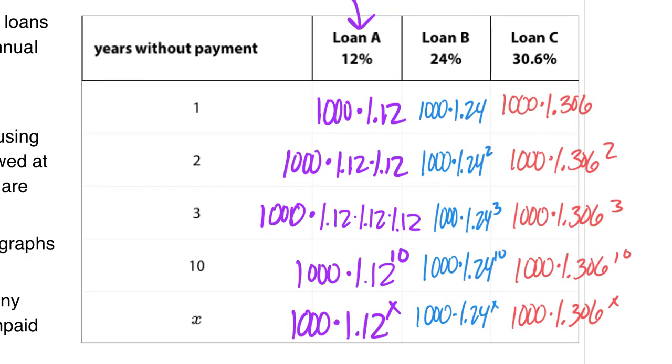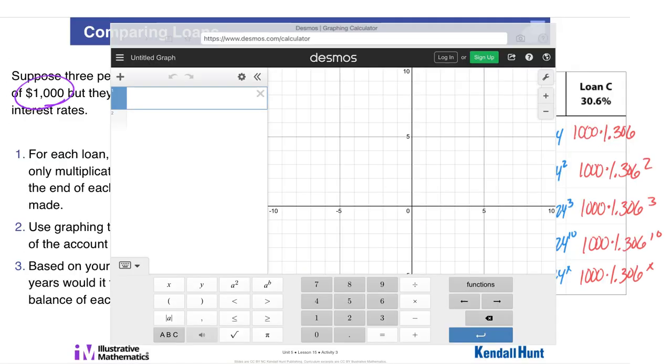Here's the completed table. I did use exponents in these instead of writing out every time we're multiplying, just to save some room. But down here at the bottom, you can see our final equations. That 0.24 right here, that's where we get the 24%. And the 0.306, that's the 30.6%. And remember, it has to be greater than 1 in order to make these increase.